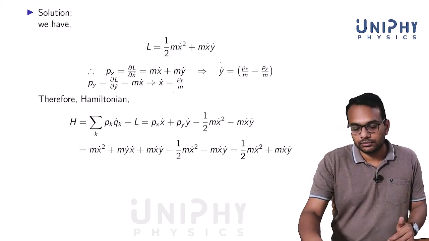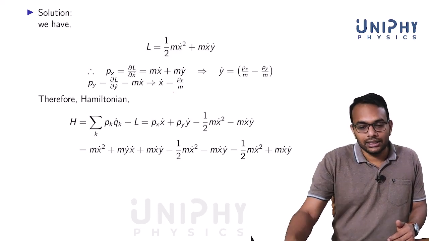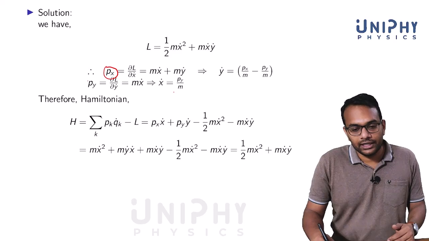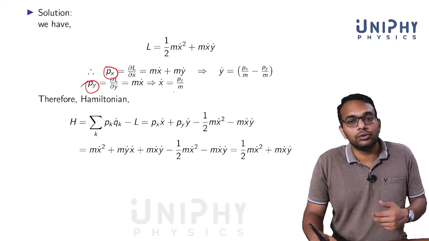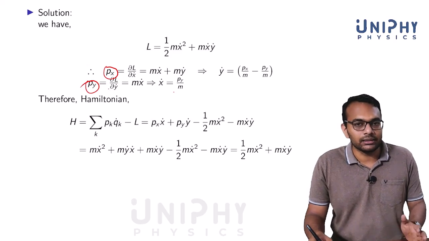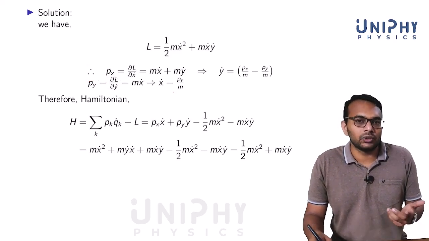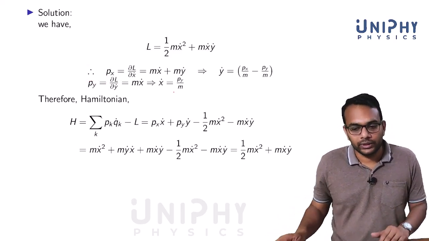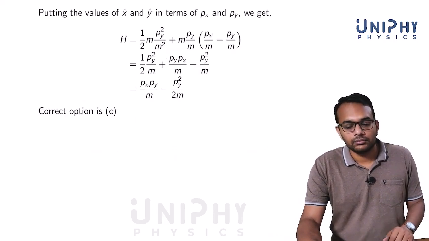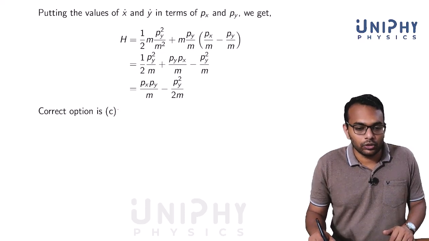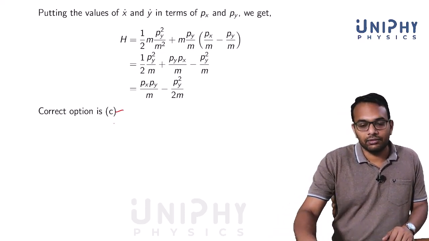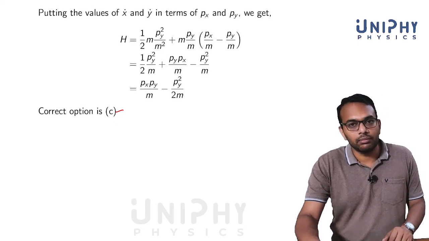The only thing that you need to be careful about is that when you find px and py, you need to solve these two equations to obtain x dot and y dot in terms of px and py. That's the only subtlety here, which is not very difficult. The final answer is option C. I think you can check. It's px py divided by m minus py square divided by 2m.